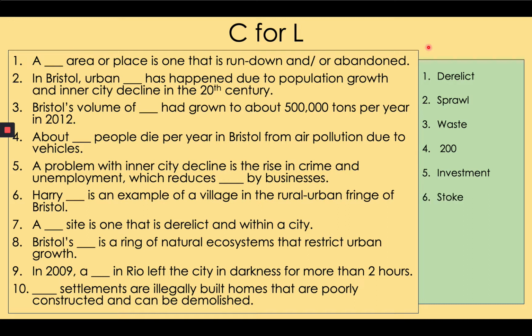6. Harry Stoke is an example of a village in the rural-urban fringe of Bristol. 7. A Brownfield site is one that is derelict and within a city. 8. Bristol's green belt is a ring of natural ecosystems that restrict urban growth. 9. In 2009, a blackout in Rio left the city in darkness for more than 2 hours. 10. Squatter settlements are illegally built homes that are poorly constructed and can be demolished by the government.